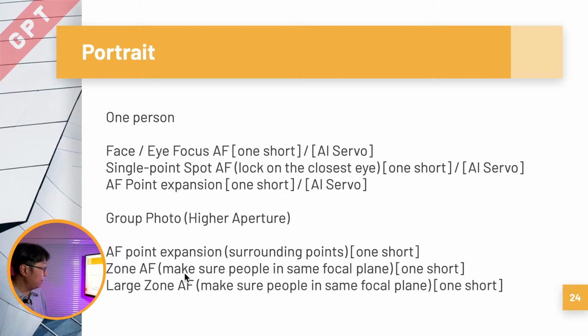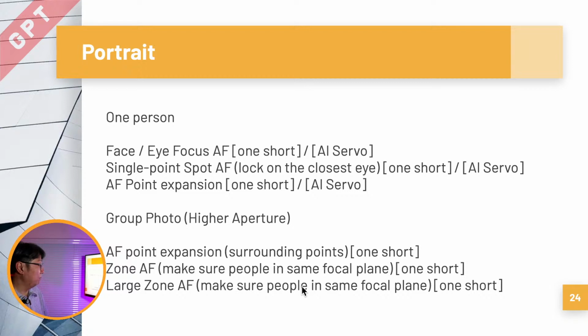Zone AF is also correct, but you have to make sure the group doesn't lay out into too many rows. Usually I will just use AF point expansion or round corner or something. For one thing, as we say, Zone AF only focuses on the closest subject. If you have 3 rows of people, focus on the center row and then make sure the depth of field is good enough. With Zone AF, you might lose some focus on the back. So this is the idea.